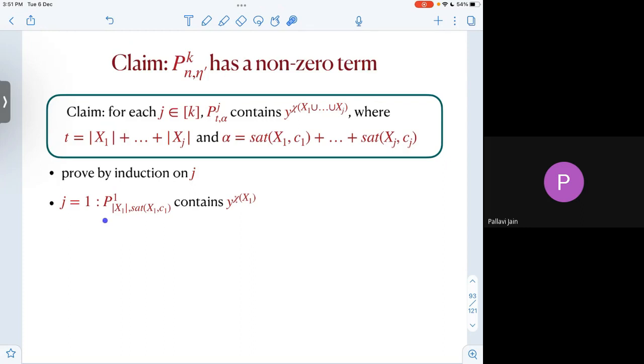So for j equal to 1, because I know that there is a set x1 whose representative is c1, and this is the satisfaction, for this particular polynomial I know that I will have a monomial y to the power chi x1.